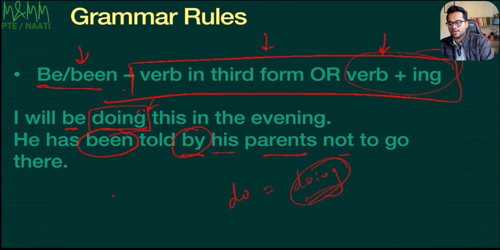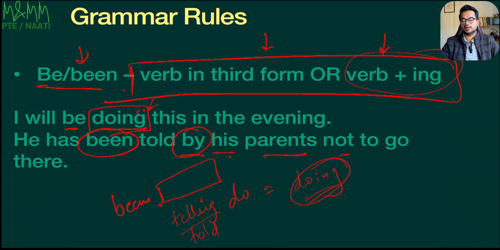So this time we have got the word been and there is a blank after that. Now, like I said about the grammar rule, it can either be a verb in the third form or a verb with ing. So it just depends on the context for this one. You could have even used the word telling. You could have said he has been telling the truth the whole time, and that would be perfect and would make sense. Or he has been told by his parents not to go there. So it could be either.